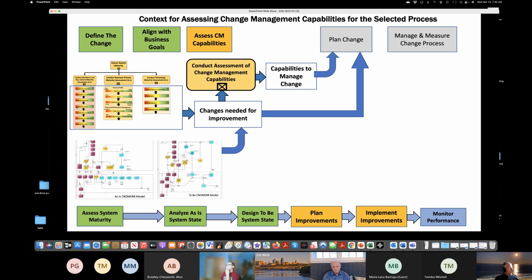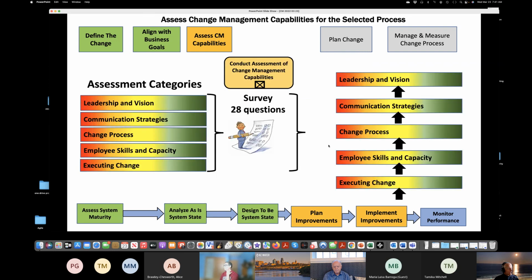Once we have these assessments, we'll identify the changes that are needed for improvement. It would be the workforce side, process side, technology side, and also we'll get that kind of information from the analysis. So conducting this change management capabilities assessment will tell us what is our capability to manage change. So when we plan change, we're aware of the needed change and what are our current capabilities to manage the change. That is how what we're doing now fits into the overall context.